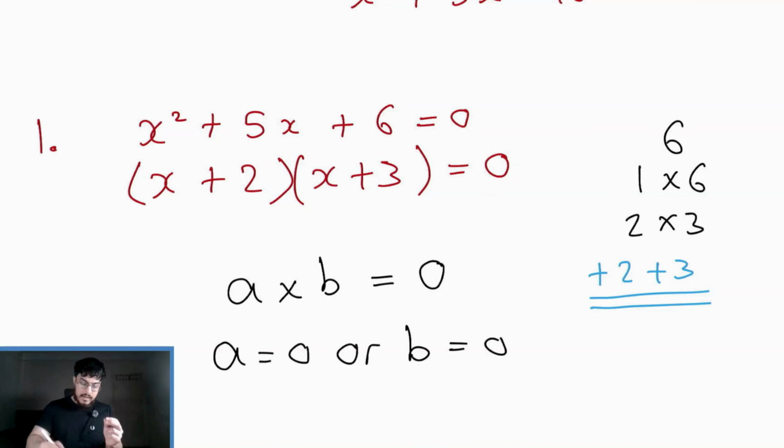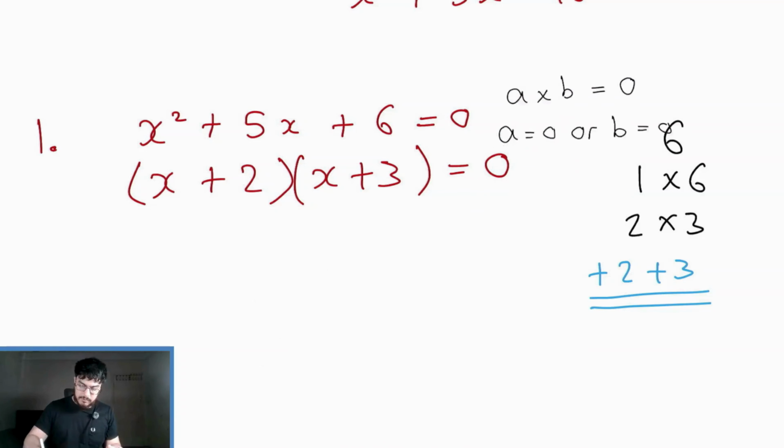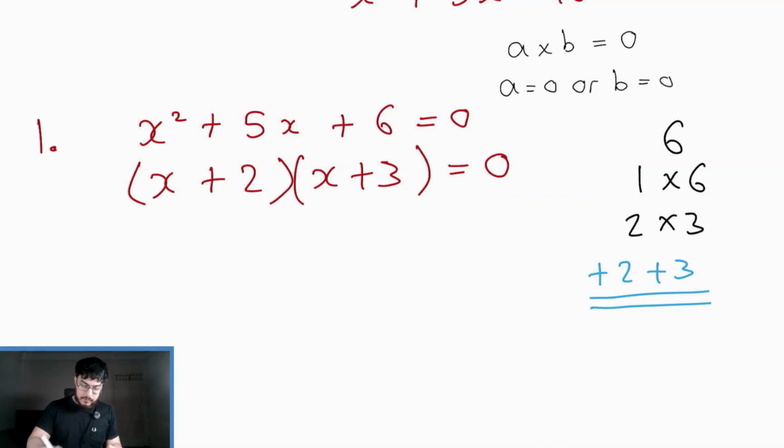Okay? And this is the fact we're going to use. Let me make that a bit smaller and put it to the side. That's the fact we're going to use to solve for x here. Because if we have 2 things multiplied by each other to make 0, then either this is equal to 0 or this is equal to 0.